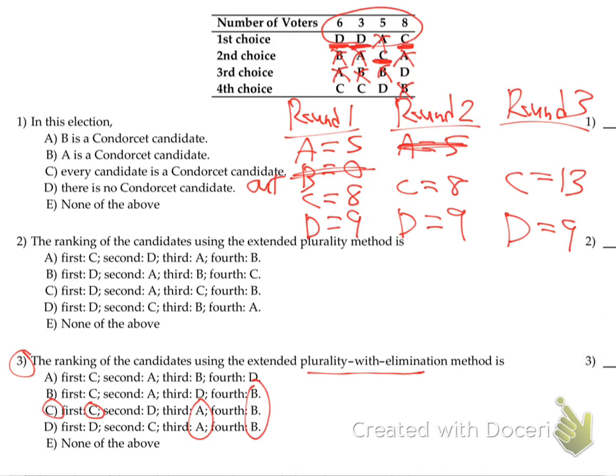Wait, how did you do 13 when there's only 8? These 5 and these 8 all go. See, because the A dropped out now. So C now gets those votes. Does that make sense? The 5 and the 8. We good? Yes. All right.